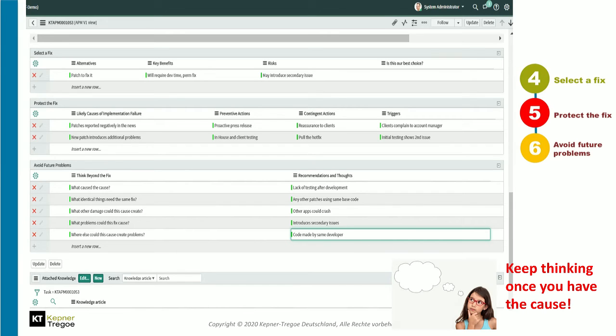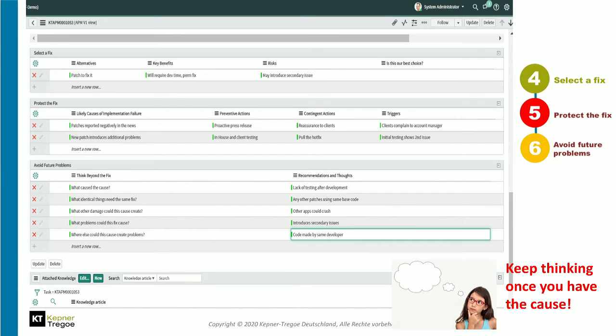So the application, as you see here, kind of guides you to do a small risk assessment, which is based on KT's potential problem analysis. And it should help to reduce the chance of failure while implementation.